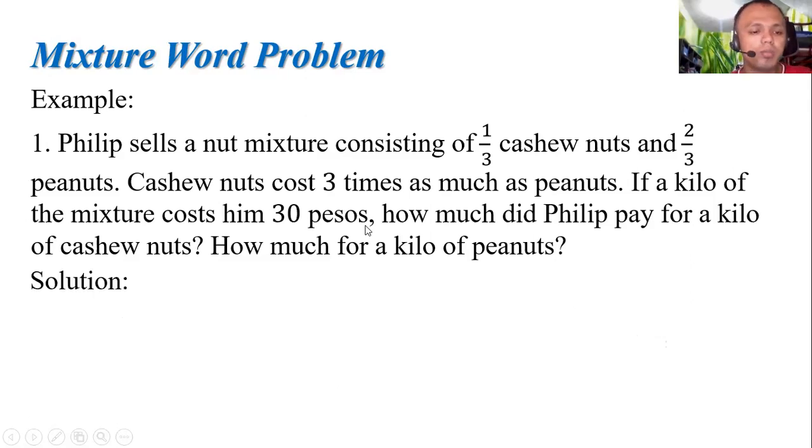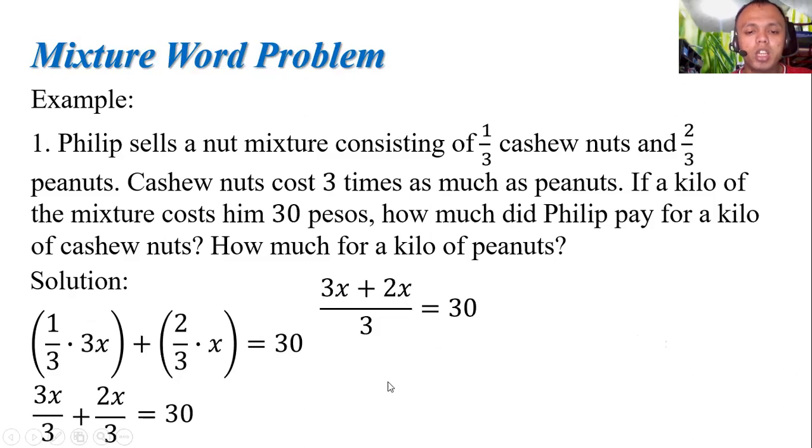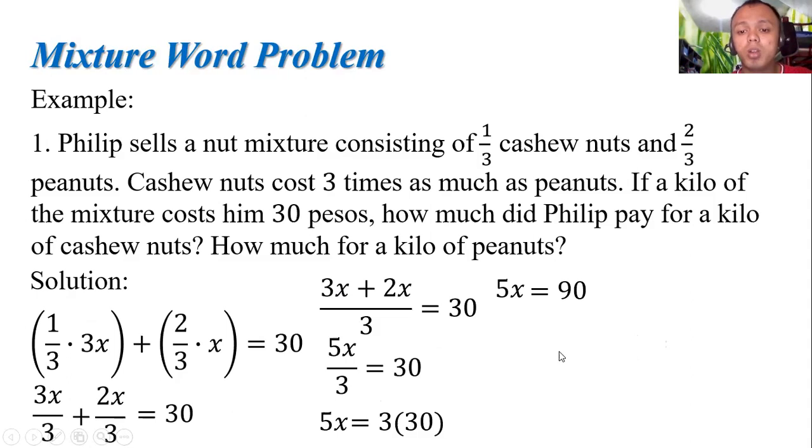Okay? Now, simplify natin. 1/3 times 3x is 3x over by 3. Then 2/3 times x is 2x over by 3 equal to 30. Then now, similar terms naman sila, no? We simply add 3x and 2x, then we have 5x over by 3 equal to 30. Then cross multiply, 5x equal to 3 times 30, then that would be equal to 90. Then divide both sides by 5, cancel this out, we have x is equal to 90 divided by 5 is 18.